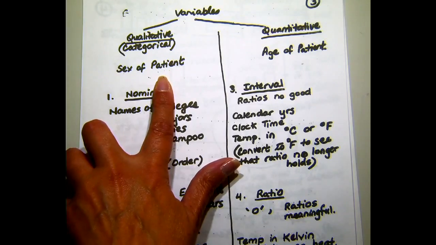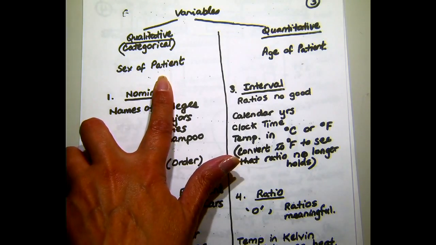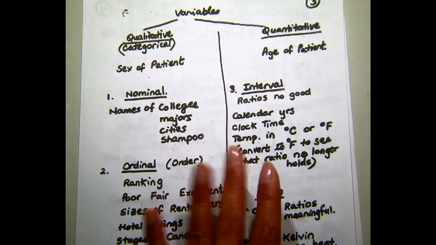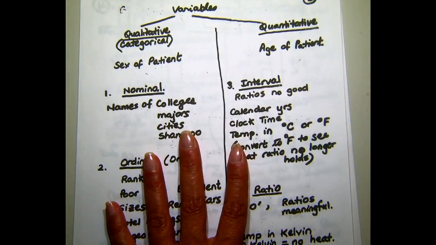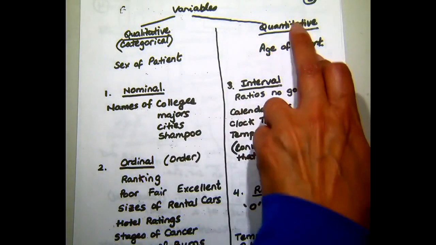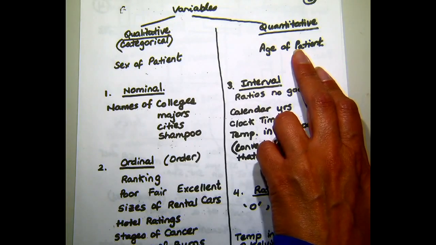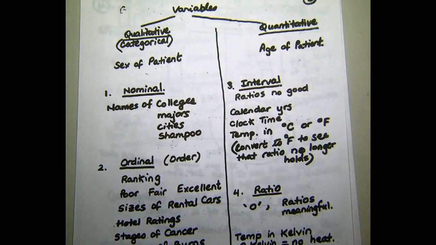Exactly. So sex is how you are born, biologically speaking, and gender is how you view yourself. Those are both qualitative random variables. Age of the patient is quantitative. Salary of a worker would be quantitative. The handedness of somebody, whether you're right-handed or left-handed, would be qualitative.